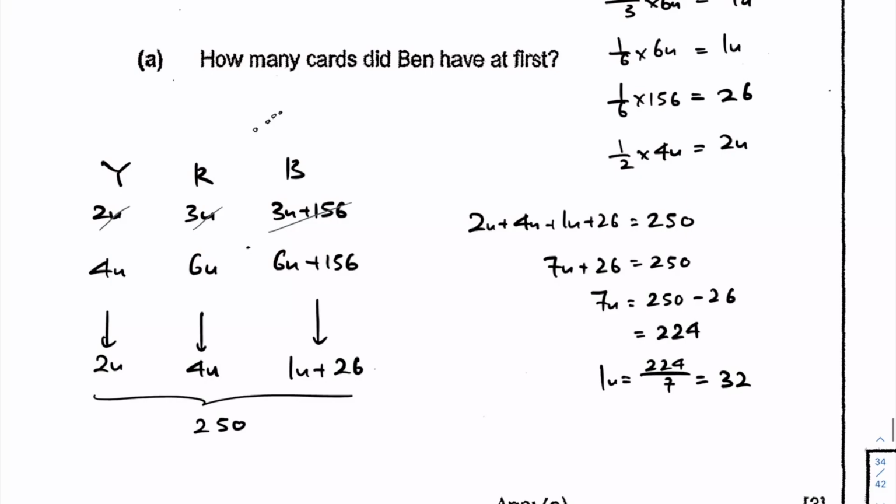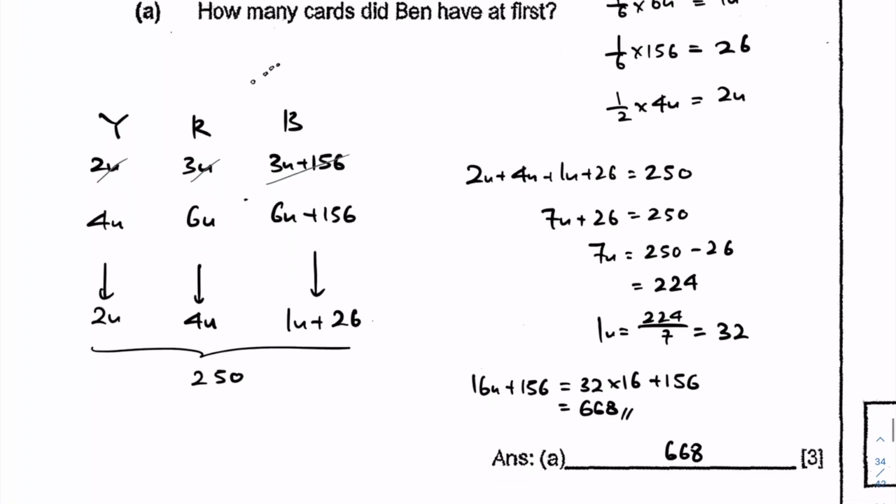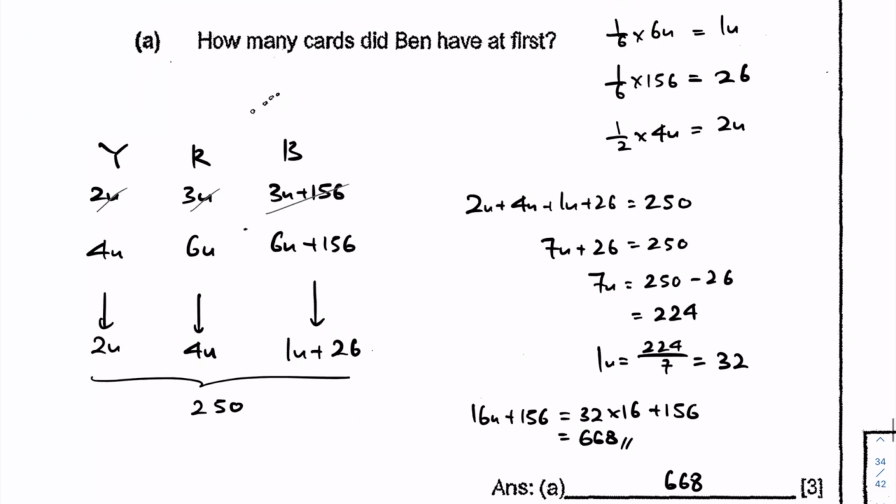How many cards did Ben have at first? So all the cards at the beginning. Note, we are not using this anymore. 2U, 3U, 3U. No. We're using this. So that's a total of 16 units plus 156. So if 1U is 32, then 16U will be 32 times 16. Adding that 156 will give us 668 for the total cards Ben had at first.